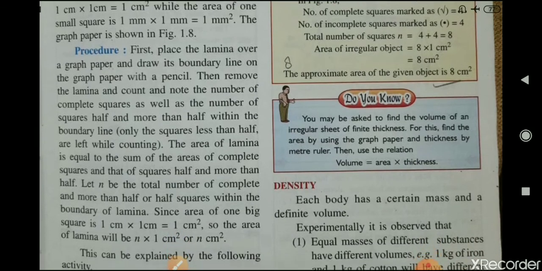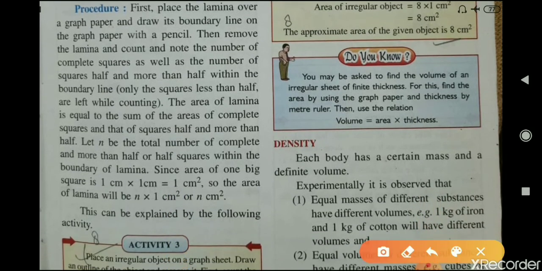Okay, now you may be asked to find the volume of an irregular sheet of finite thickness. For this, find the area by using the graph paper and the thickness by using a meter ruler, and then we can find the volume by using the relation: volume is equal to area into thickness.